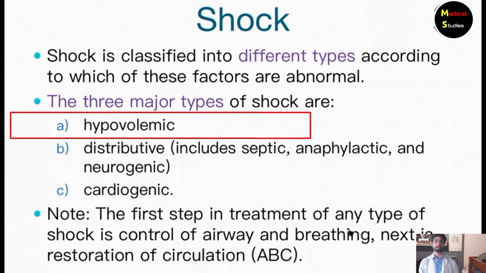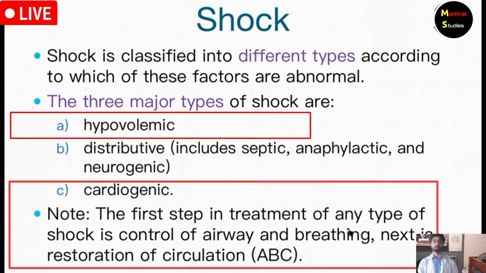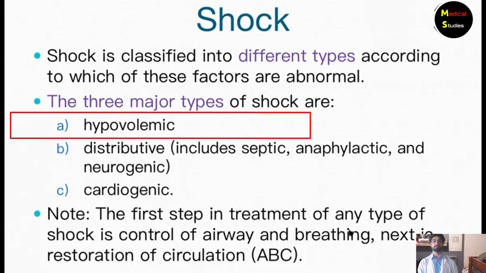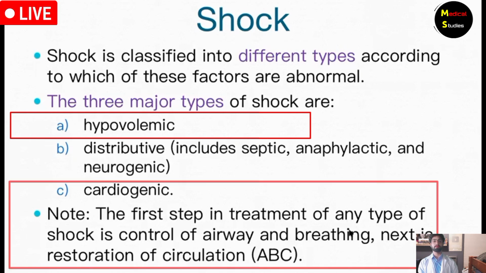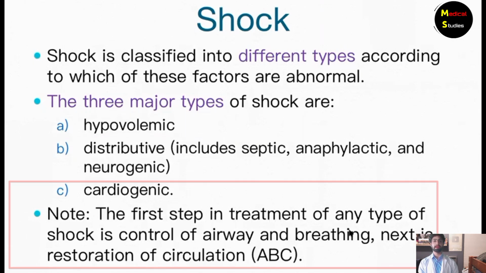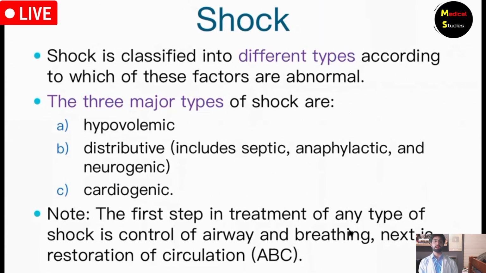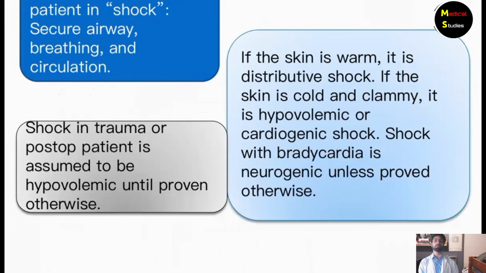Now before we move on, the first step in the treatment of any type of shock is control of airway and breathing, and next is restoring circulation. That is also known as A, B and C. So you may wonder what the connection of airway and breathing is here. We were talking about shock, and shock is all about circulation, but I will give you some examples quickly.